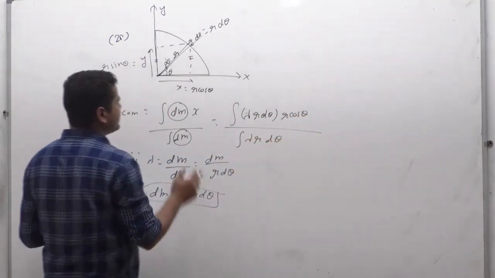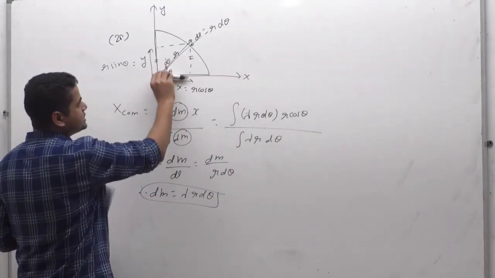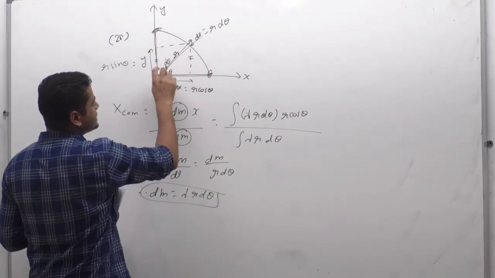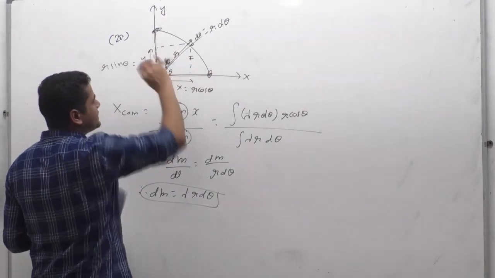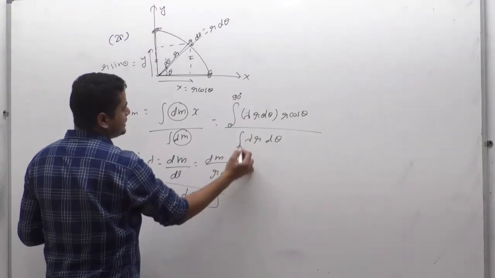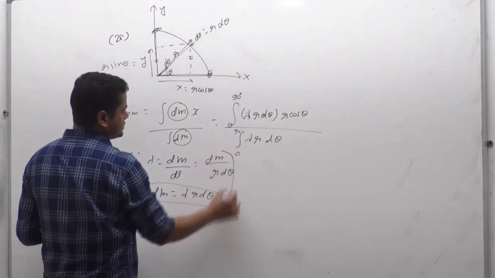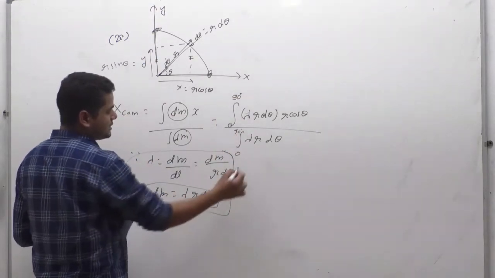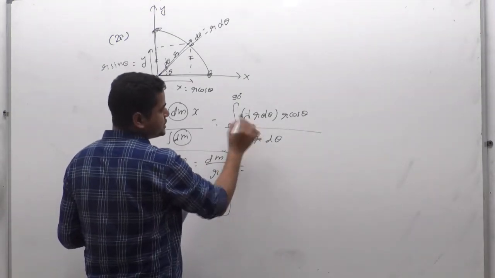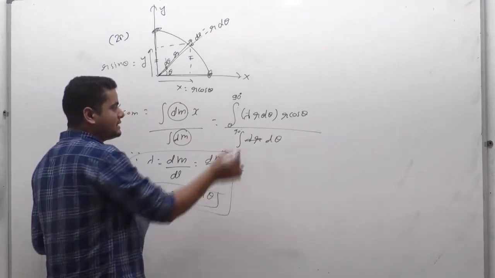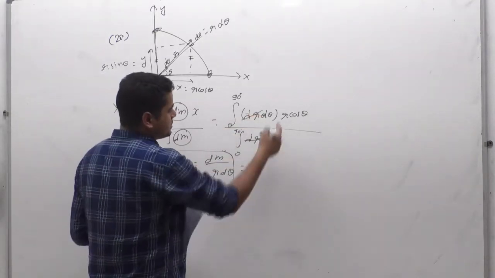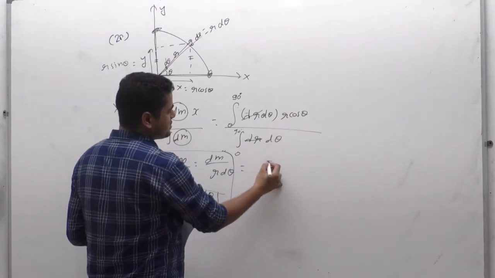Now put the value of the limits. The initial value of theta is 0 when you are considering this element, and the final value is this much. So theta is changing from 0 to 90 degrees. So the initial limit is 0 degrees, the final limit will be 90 degrees. On solving this, we will be able to find the x coordinate. See, lambda is constant because it is uniformly distributed. Radius is again constant because it will not change. So what we can say is cos theta, and the integration of cos is what?